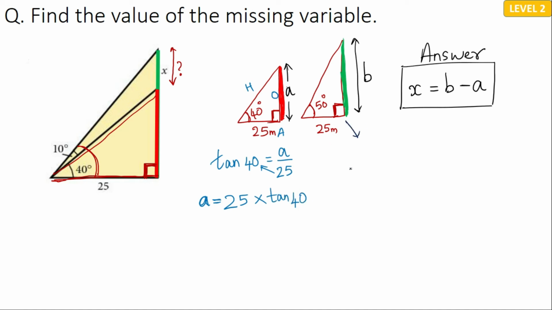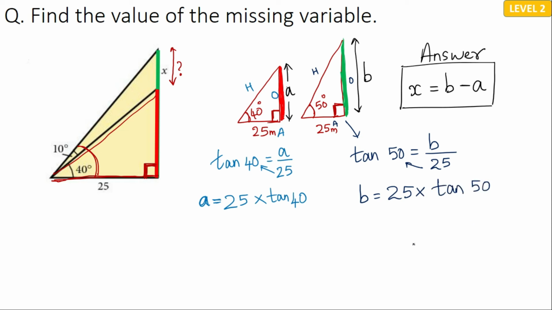For the second figure, again the labeling, O, H, A. So O and A, tan, so tan 50 is equal to B over 25. I've just written O over A, where O is B and A is 25. So my B here is, again, after cross multiplying, 25 times tan 50. So let me come back to my equation there.